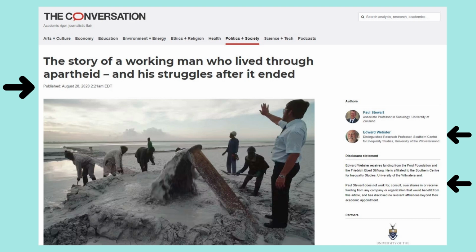The web page includes information about the author's credentials, so I can indicate to my students that university professors and researchers should be considered reputable. A lateral check of the publication's credibility could be used to confirm the authors. I would also show students the disclosure statement that tells the reader about funding the authors receive and any affiliations that might suggest biases, which could affect their reliability.